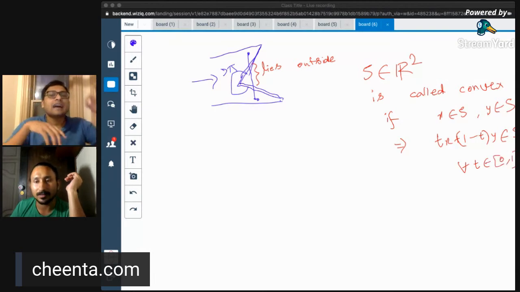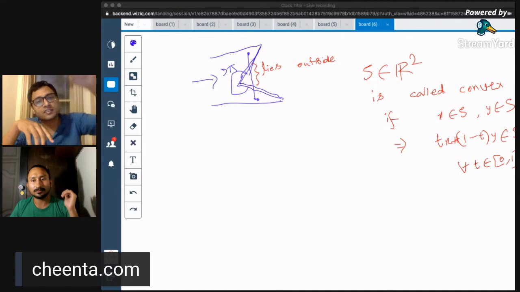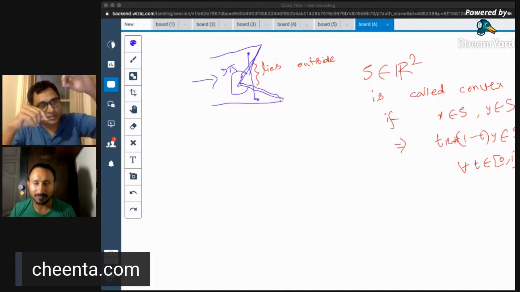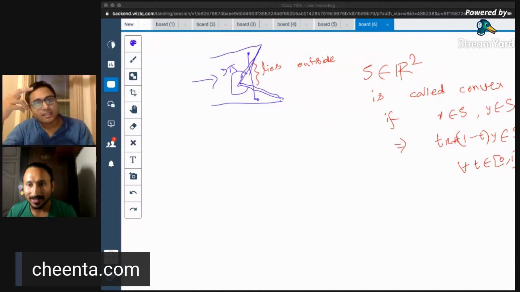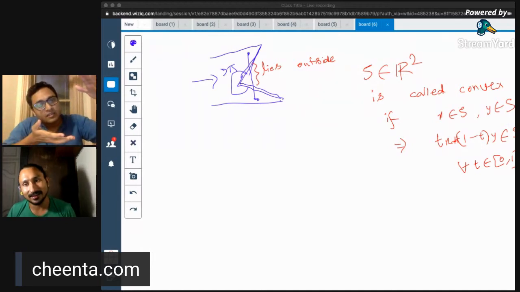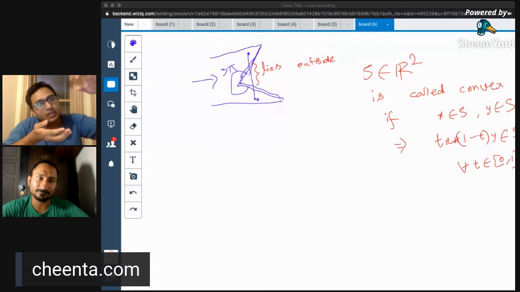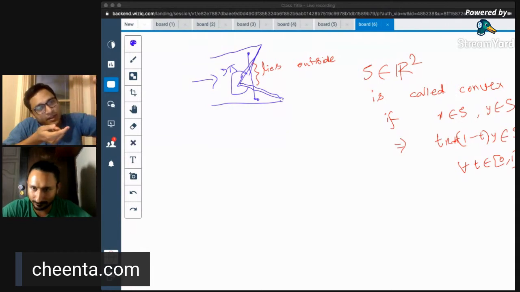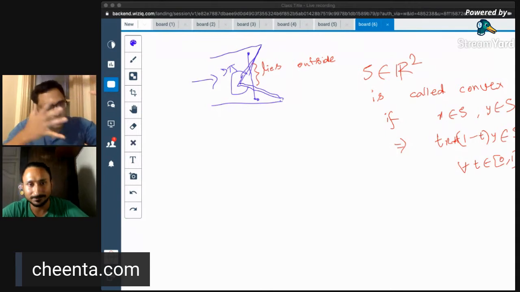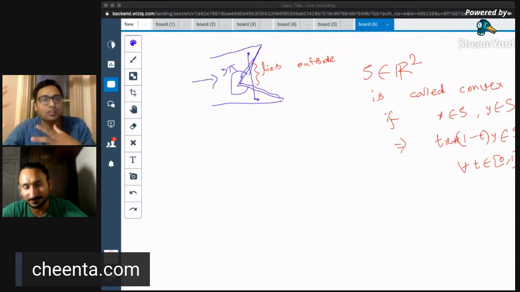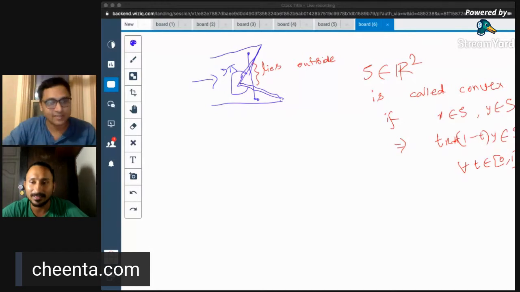So basically, I'm parameterizing the segment joining the two points. If the 2 points are in the set, you also want the entire segment connecting those 2 points to be inside the same set. That's what you want. If that happens, it's convex. If that does not happen, then it's concave.